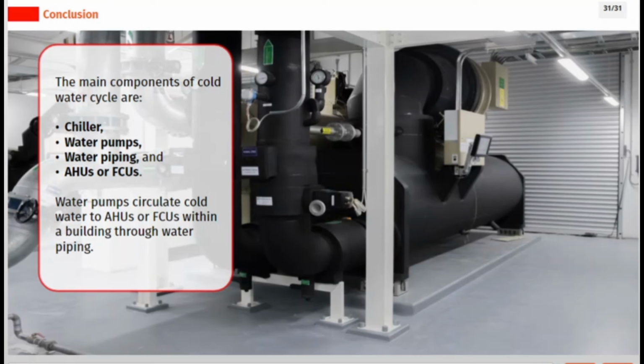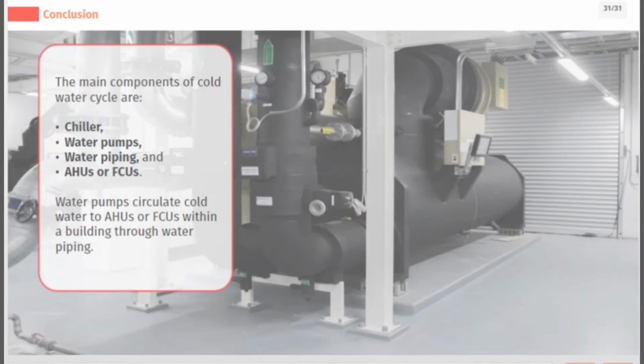The main components of the cold water cycle are the chiller, water pumps, water piping, and AHUs or FCUs. Water pumps circulate cold water to AHUs or FCUs within a building through water piping.